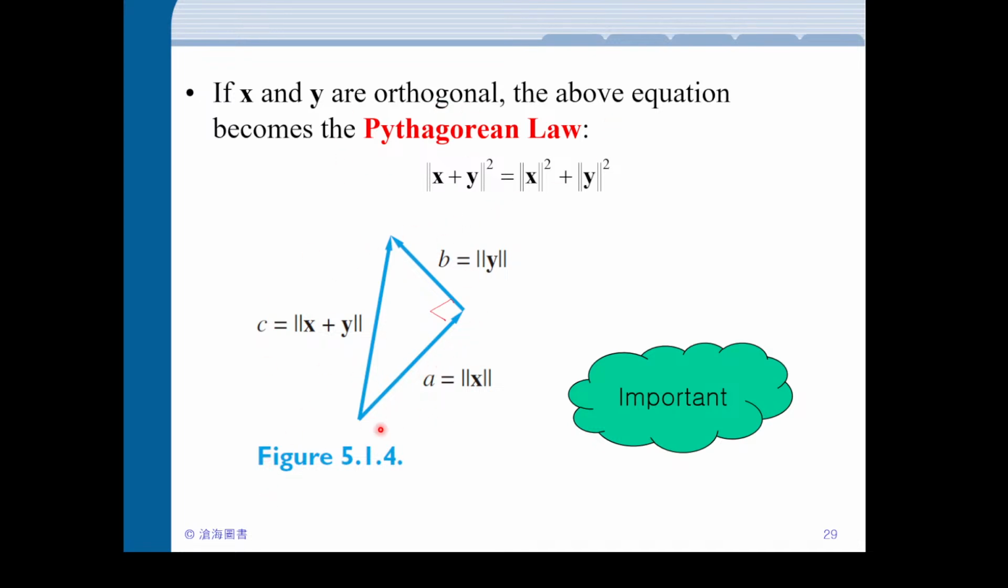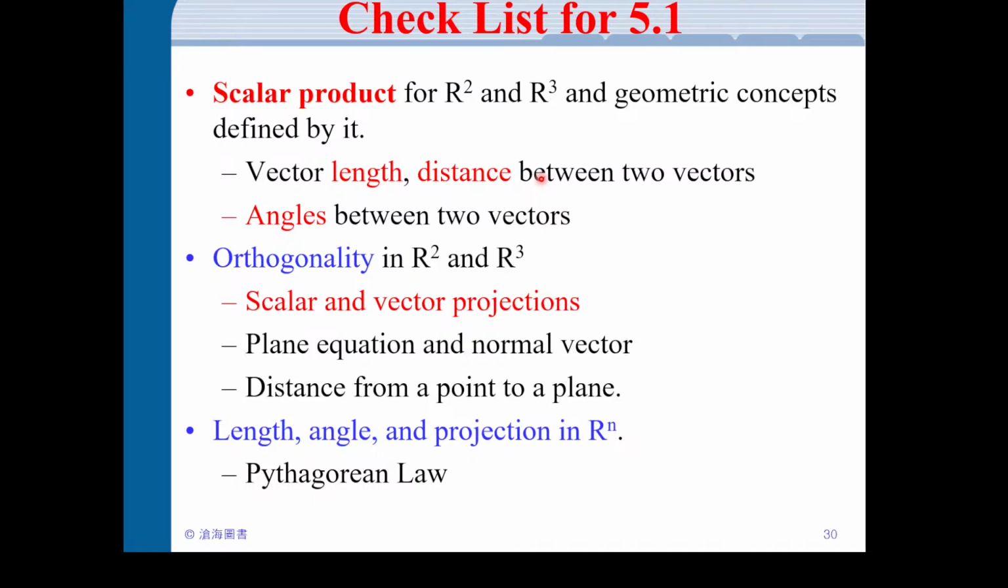So we have the Pythagorean law in Rn. That's when x and y are orthogonal, then we have length of x plus y squared equal to length of x squared plus length of y squared. And that's the one minute checklist of 5.1. So we define inner product in Rn, and length and angle and projection all in terms of inner product.